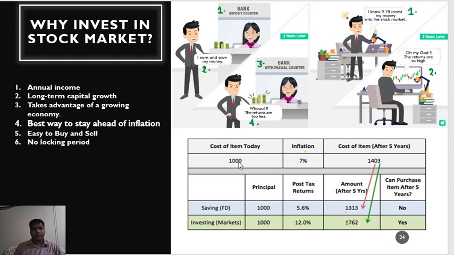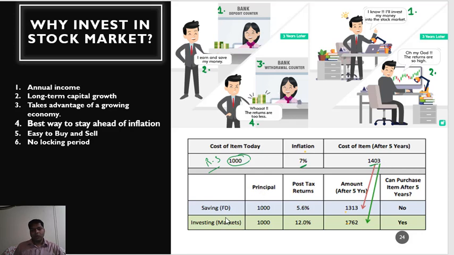So let us take an example. The cost of an item today is rupees 1000, and our inflation rate is 7%. Then the cost of the item after 5 years is going to increase to 1403 rupees.